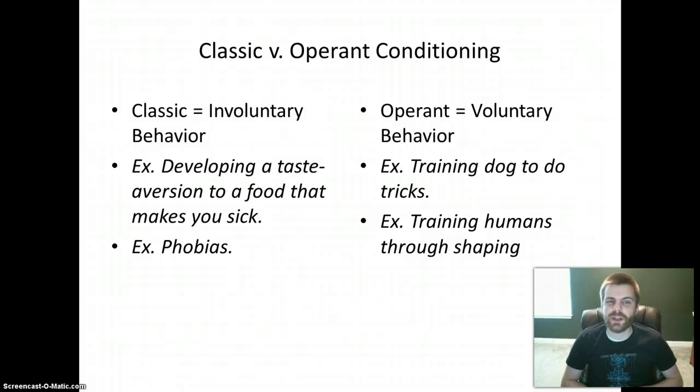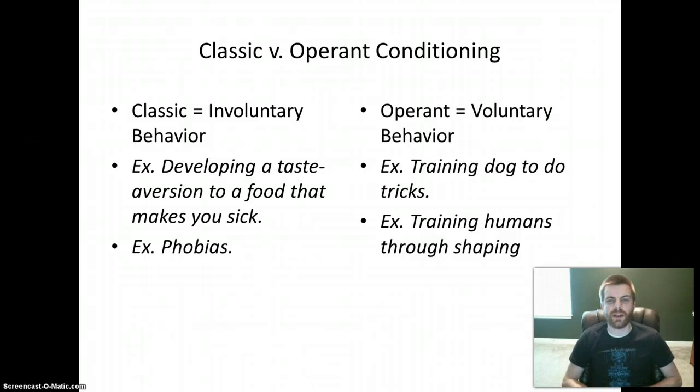Moving along, we have classical versus operant conditioning. Typically, classical conditioning is for involuntary behaviors, where things such as phobias are going to be conditioned and acquired, or even taste aversion. If you have a food that makes you sick, or you have a wild plant that makes you sick, your body is designed to prevent you from wanting to eat this again, so you experience the taste aversion. You want to avoid this food so you don't get sick.